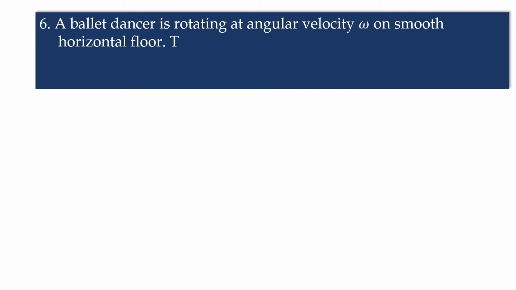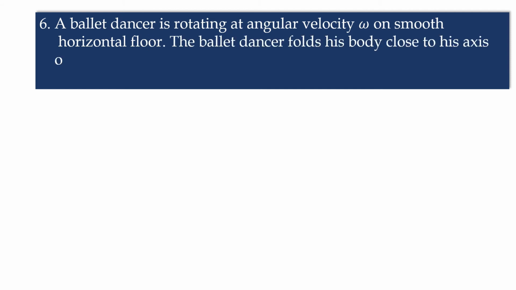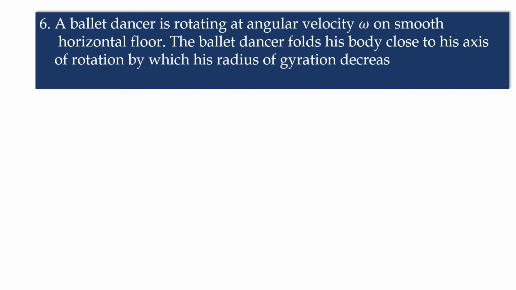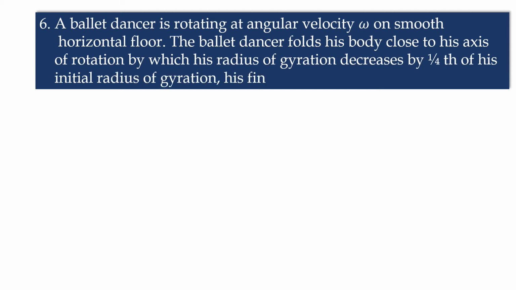A ballet dancer is rotating at angular velocity omega on a smooth horizontal floor. The ballet dancer folds his body close to his axis of rotation, by which his radius of gyration decreases by 1 by 4th of his initial radius of gyration. His final angular velocity is, here we have to calculate the final angular velocity. Now let us go to the solution.